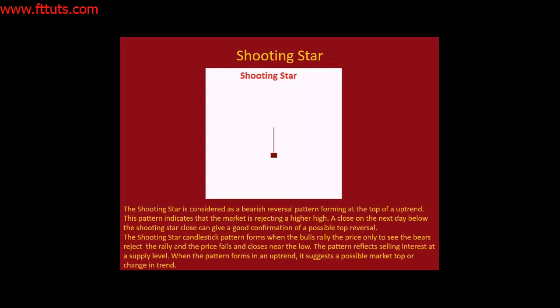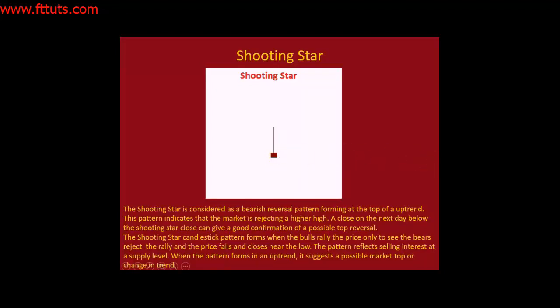Shooting star. The shooting star is considered a bearish reversal pattern forming at the top of an uptrend. This pattern indicates that the market is rejecting a higher high. A close on the next day below the shooting star close can give a good confirmation of a possible top reversal. The shooting star candlestick pattern forms when the bulls rally the price only to see the bears reject the rally and the price falls and closes near the low.